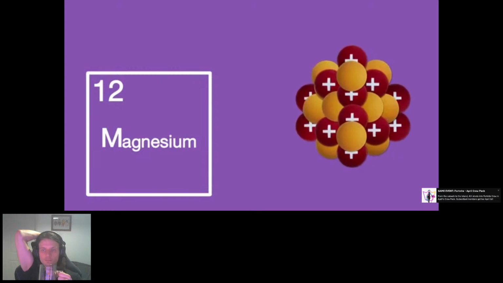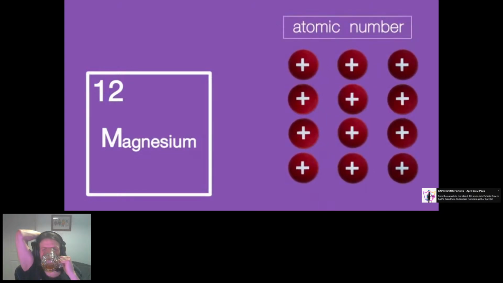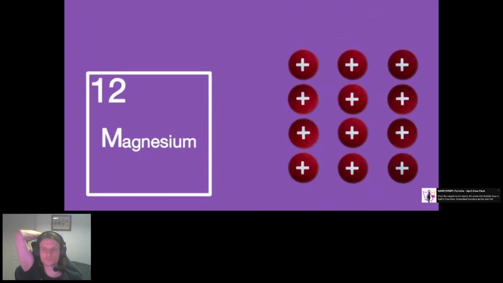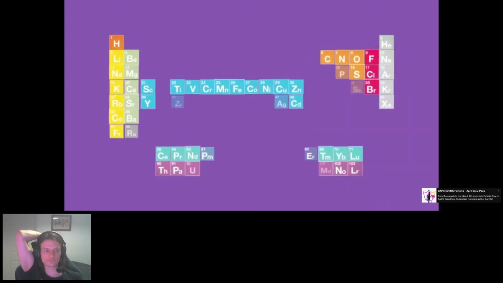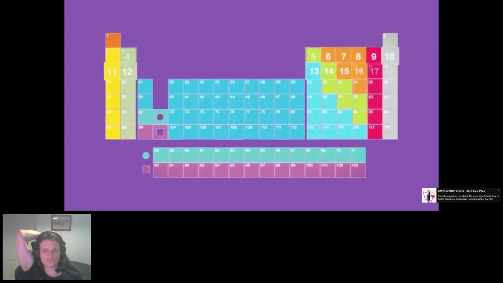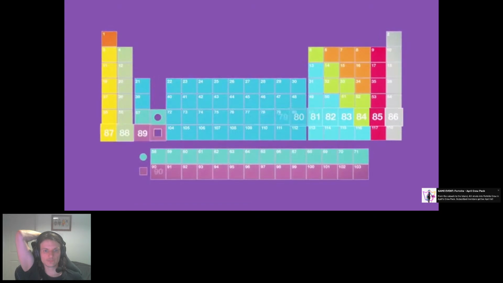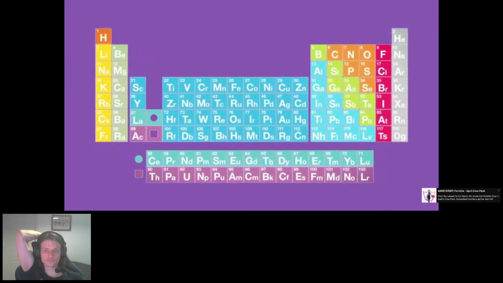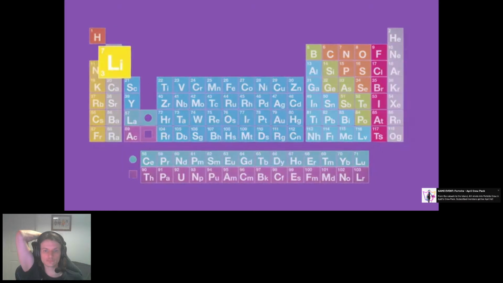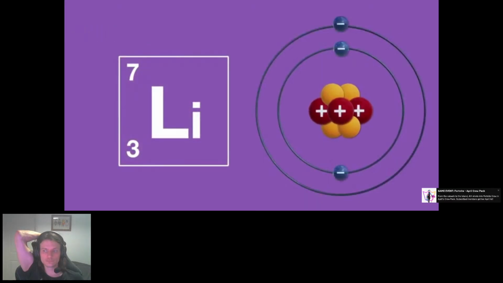The number of protons in an atom is called its atomic number, also called the proton number. The number of protons decides which element the atom is. Atoms are arranged in the periodic table in order of increasing atomic number. The atomic mass, or mass number, of an atom is the total number of protons and neutrons it contains.